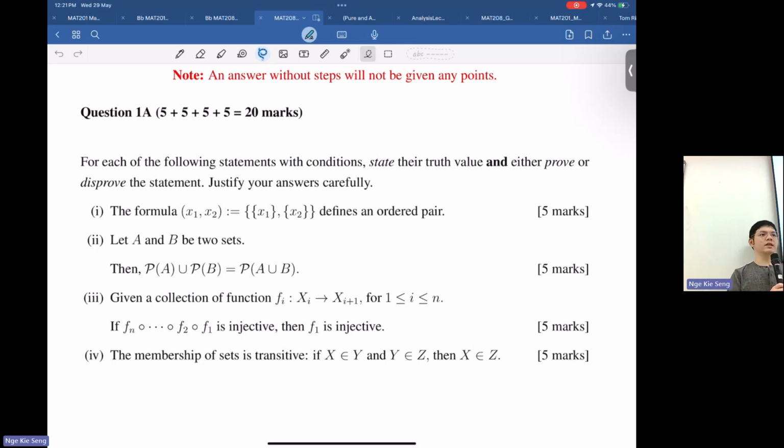A lot of you said that because in the lecture we defined the set {{x1}, {x1, x2}} as an ordered pair, this is not an ordered pair. But remember that after we defined it, we proved a property about the ordered pairs. Do you still remember?